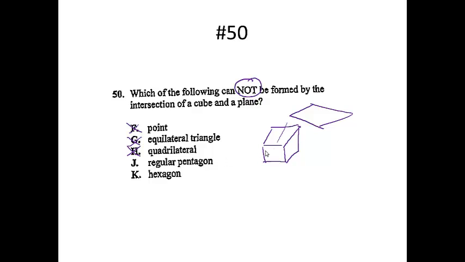Pentagon I'm not so sure about because it's a 5-sided figure and I'm really not sure how to make that happen. Although I can't necessarily visualize it, I'm guessing since it's an even-sided object, a hexagon, I would be able to do that. So I'm going to go with J. It can't be the regular pentagon.